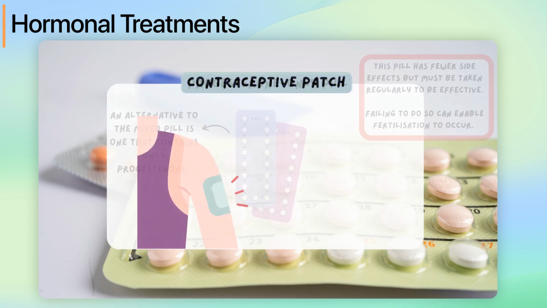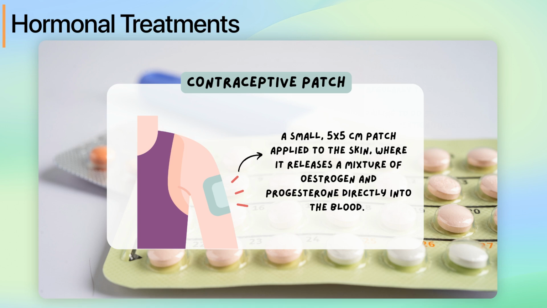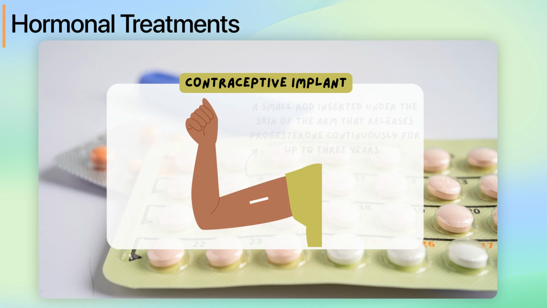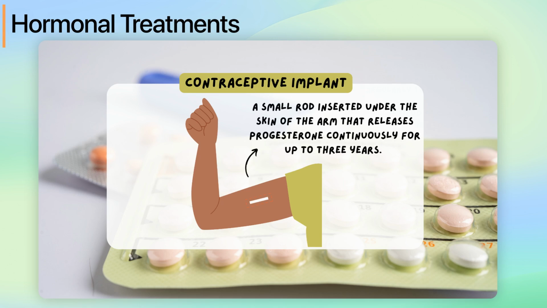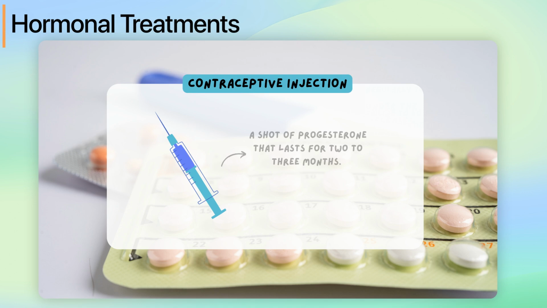The contraceptive patch is a small 5 by 5 centimeters patch applied to the skin, where it releases a mixture of estrogen and progesterone directly into the blood. A contraceptive implant is a small rod inserted under the skin of the arm that releases progesterone continuously for up to 3 years. A contraception injection is an injection of progesterone that lasts for 2 to 3 months.